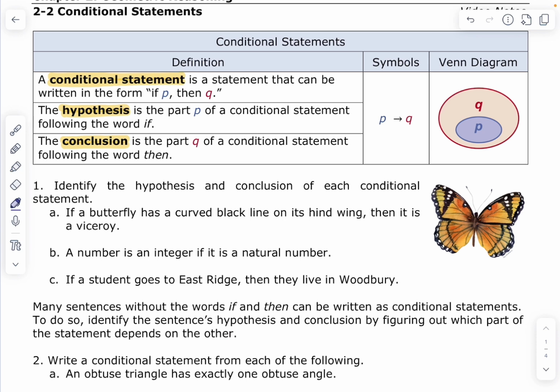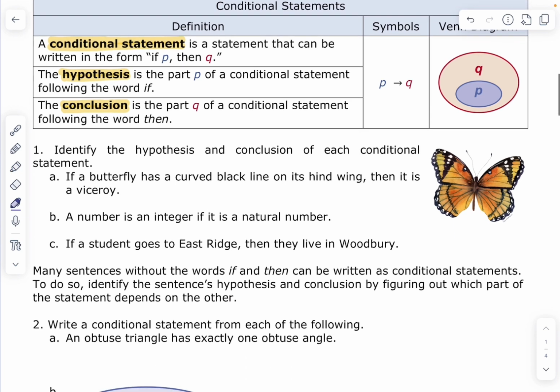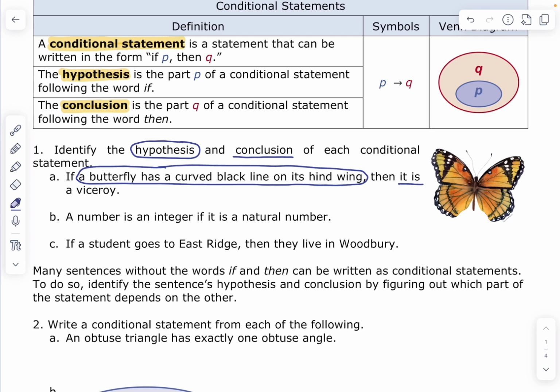We'd like to identify the hypothesis and the conclusion of each conditional statement. I'm going to circle my hypotheses and we'll underline our conclusions just to make it a little bit easier for us. So our first example, it says, if a butterfly has a curved black line on its hind wing, then it is a viceroy. So our hypothesis, this is stuff that follows the if. So our hypothesis here is a butterfly has a curved black line on its hind wing. Our conclusion is the part that follows the then. So our conclusion would be, it is a viceroy.